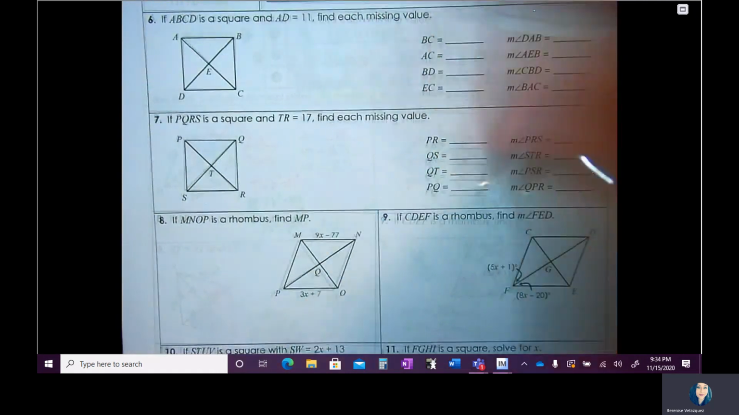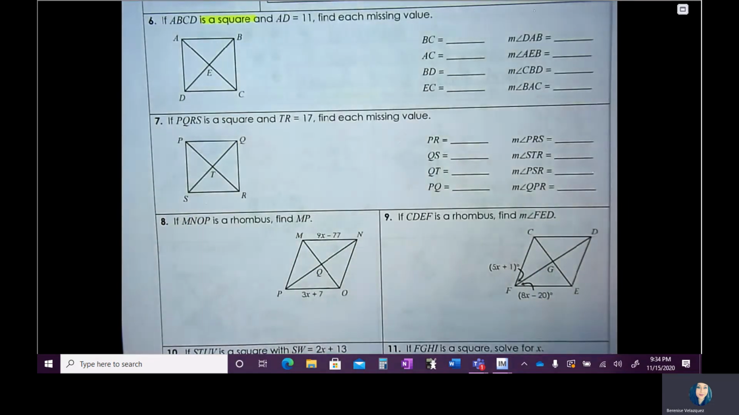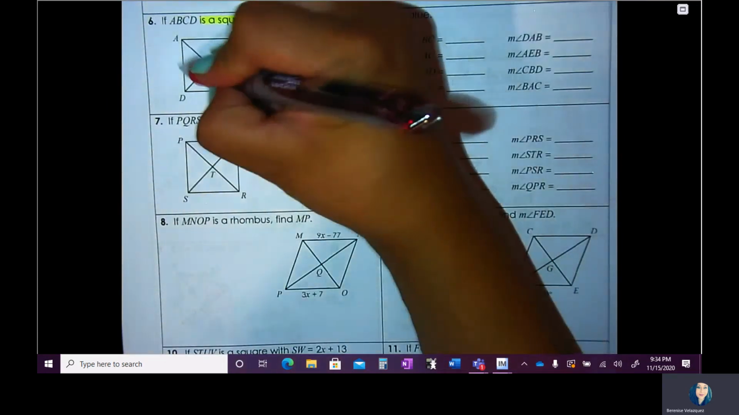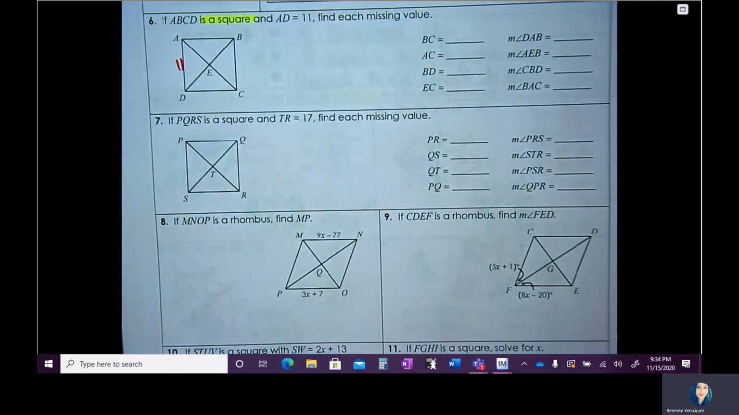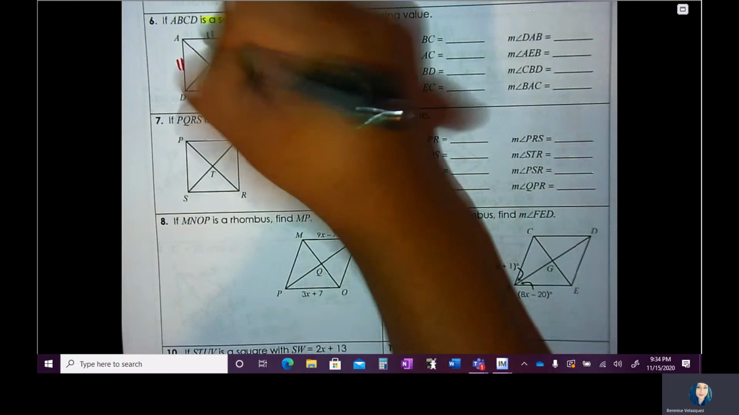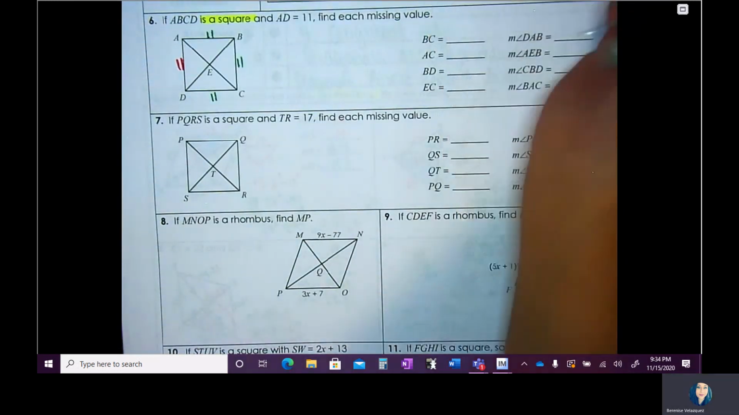If quadrilateral ABCD is a square, so they have to tell you that it's a square, or you can't just assume that these properties are true, okay? So you have to be given that. If quadrilateral ABCD is a square and AD is 11, find each missing value. Let's see what else we can write in with that 11. This is 11, this is 11, this is 11. Okay, now that we know that, we can put in some information.